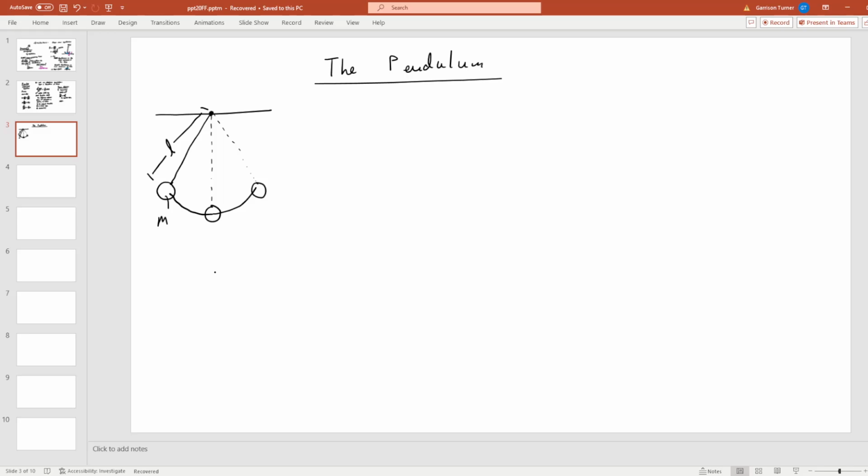Right? And by the way, these two angles will be the same, despite whatever imperfections are in my drawing. Okay, so the simple pendulum has a couple of properties. Number one, I shouldn't say properties, I should say assumptions. Okay, so let's label these the assumptions of the simple pendulum.